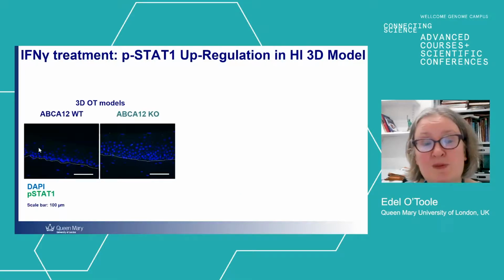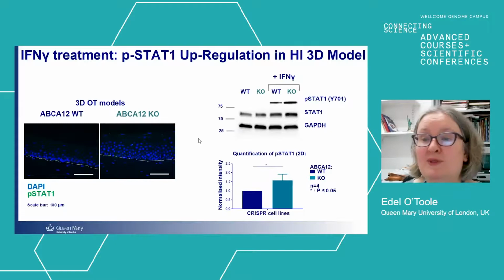Because there are no immune cells in the model, we didn't expect to see any phospho-STAT1 expression in the knockout epidermis, and that was the case. So we saw no expression whatsoever of phospho-STAT1. However, when we took the cells and exposed them to interferon gamma, we did see increased phosphorylation of phospho-STAT1 in the knockout model, which we've quantified here.